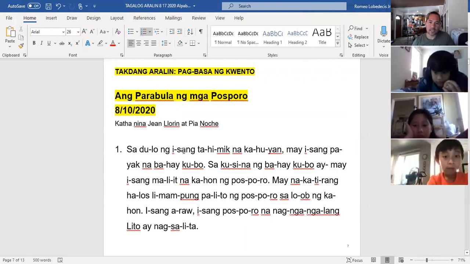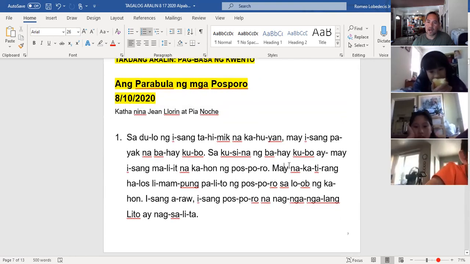Sa dulo ng isang tahimik na kahuyan, may isang payak na bahay kubo. Sa kusina ng bahay kubo ay may isang maliit na kahon ng posporo. May nakatirang halos 50 palito ng posporo sa loob ng kahon.